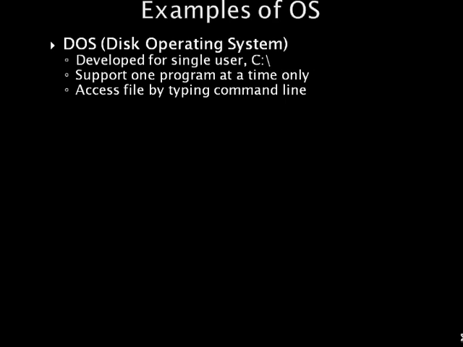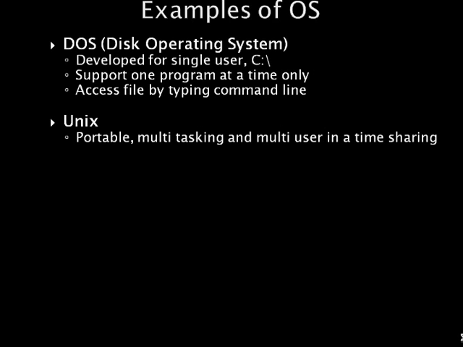Unix was designed to be portable, multitasking, and multi-user in a time-sharing configuration. Unix systems are characterized by various concepts: the use of plain text for storing data, a hierarchical file system, treating devices and certain types of inter-process communication, IPC, as files, and the use of a large number of software tools.